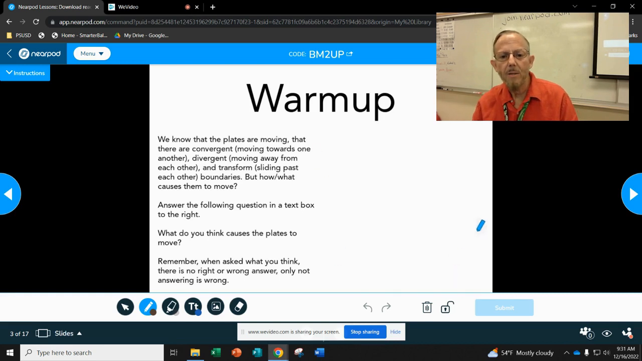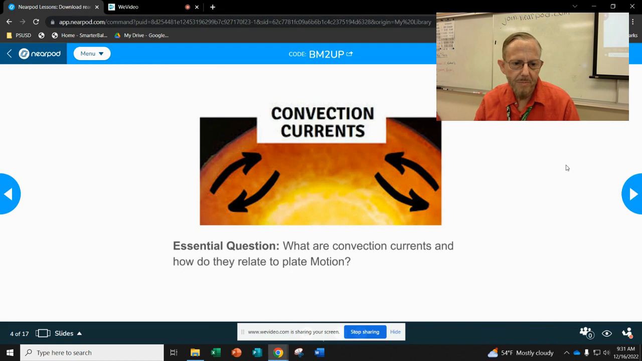So go ahead and when you see this, create a text box on the right and answer the question. What do you think causes the plates to move? Our essential question for the lesson is, what are convection currents and how do they relate to plate motion?